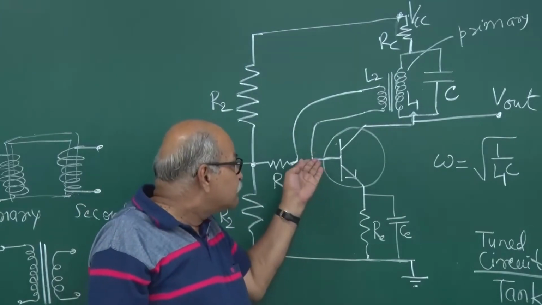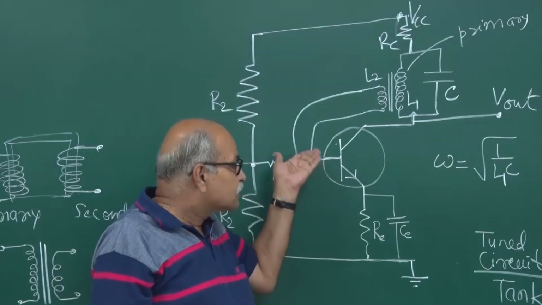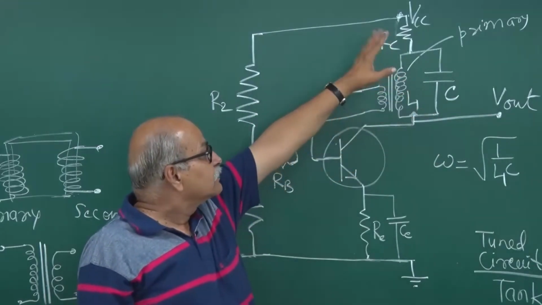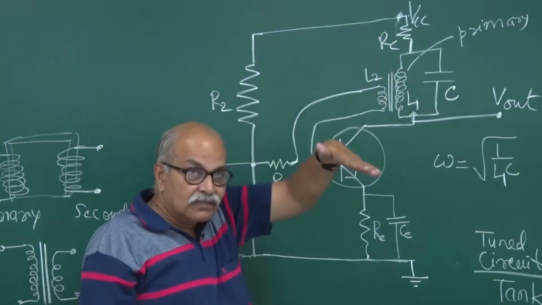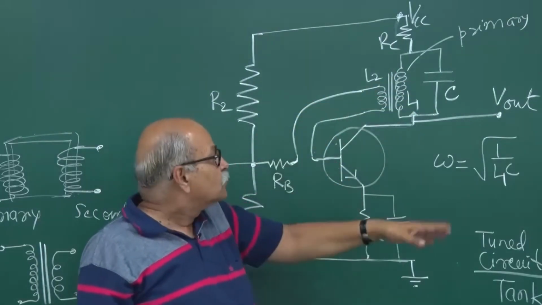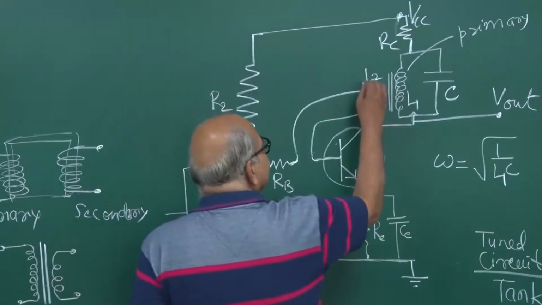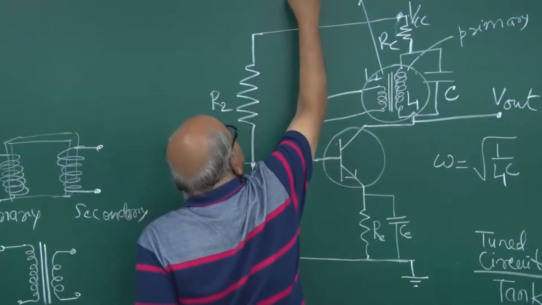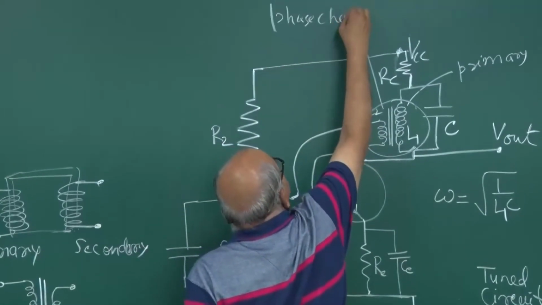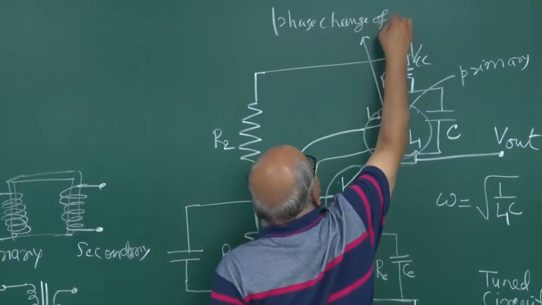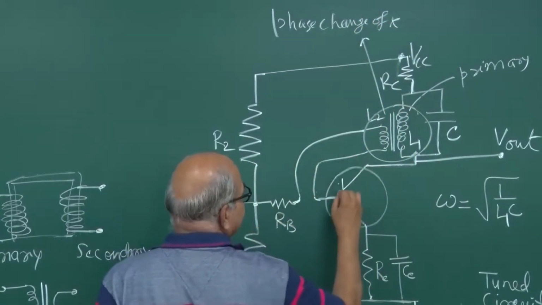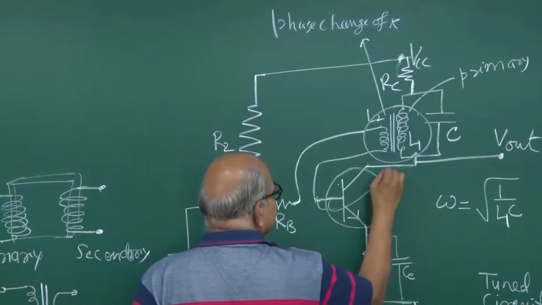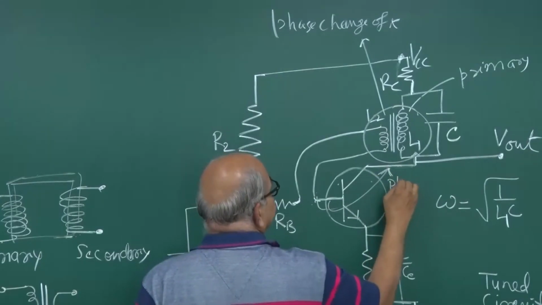Because if this base biasing voltage increases and current increases, then on the other side the current in the collector circuit increases and then the output voltage goes down. So there is a phase change of pi here, and then here again there is a phase change of pi, from this base to this collector, again a phase change of pi.